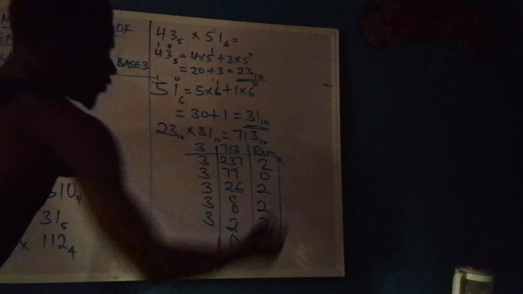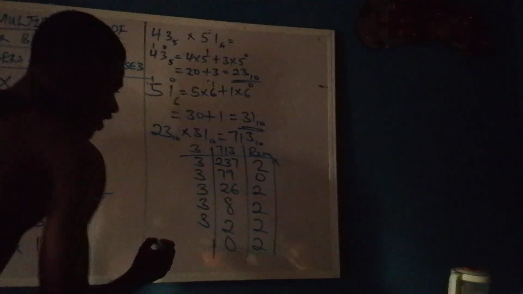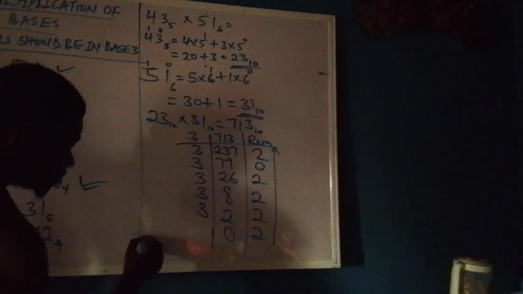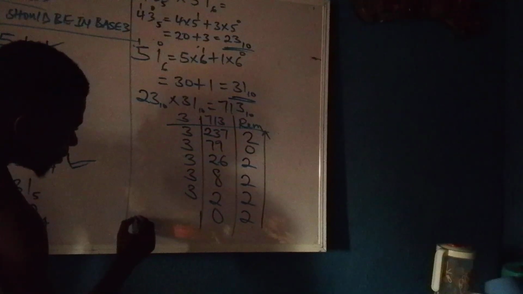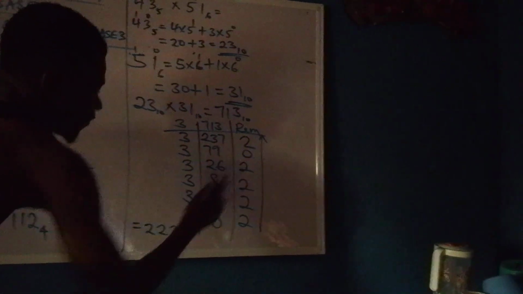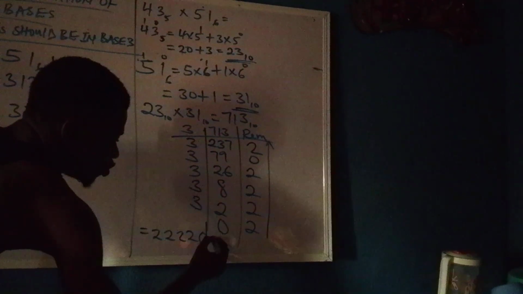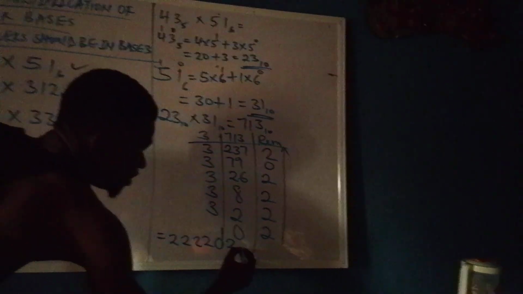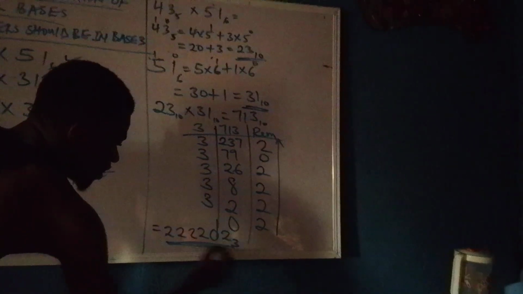So you move it from the bottom to the top. Our final answer is going to be 2, 2, 2, 0, 2. How many digits? 1, 2, 3, 4, 5. So 222, 0, 2 base 3. This is our final answer.